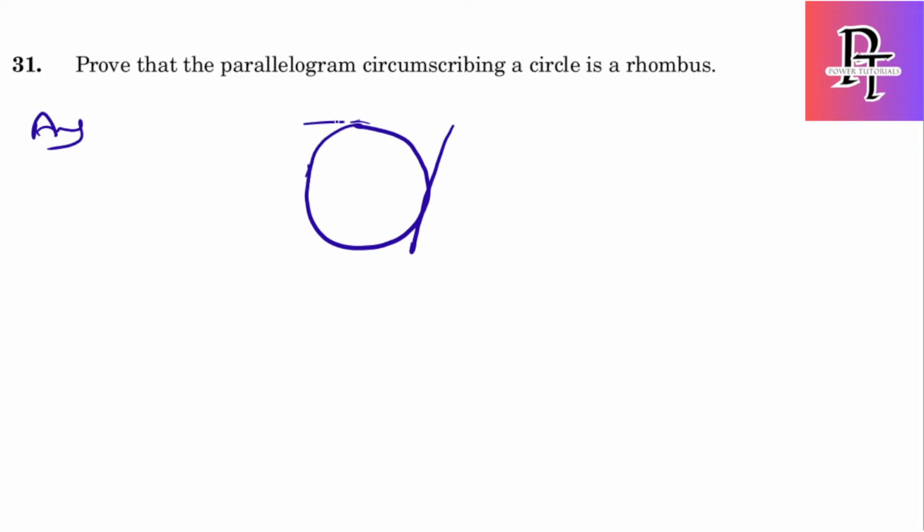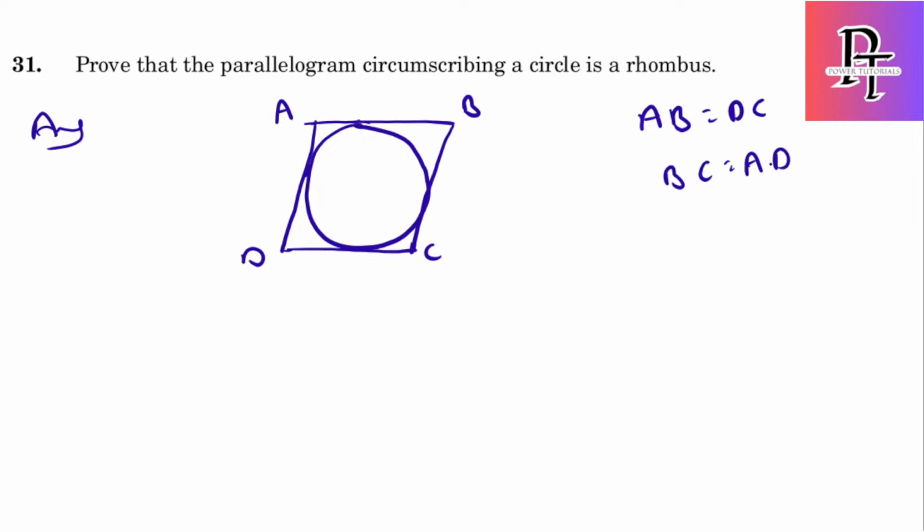Let's draw it again neatly. Okay, let's mark this parallelogram A, B, C, D. So as per the parallelogram condition, opposite sides should be equal. AB is equal to DC and BC is equal to AD. This we already know because this is a parallelogram.